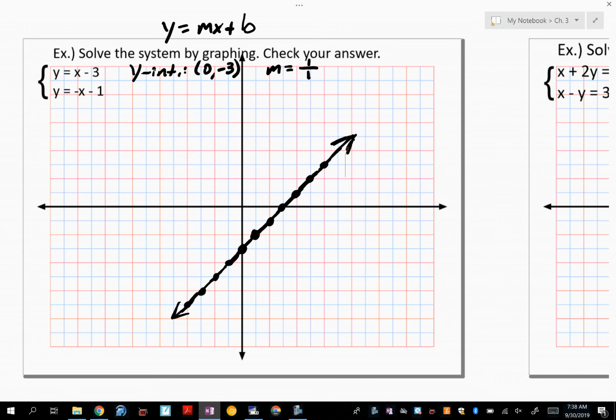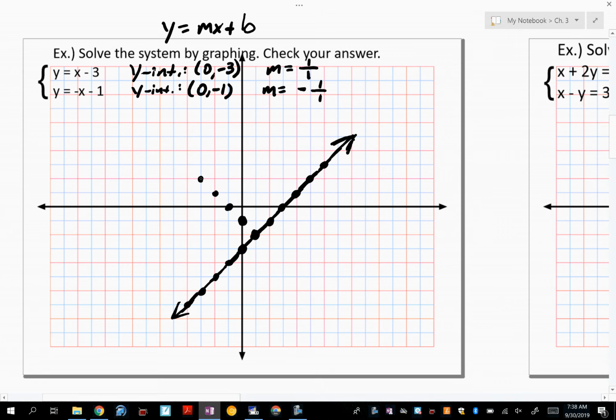Now, because it's a system, this is different than what we did last unit. Last unit, you graphed the line and you were done. Now we have a second line. What is the y-intercept for this line? (0, negative 1). So I'm going to go to (0, negative 1) and plot my y-intercept. Now, what is the slope of the second line? Negative 1 over 1. And you know I always go up, and because it's a negative slope, I'm going to go to the left.